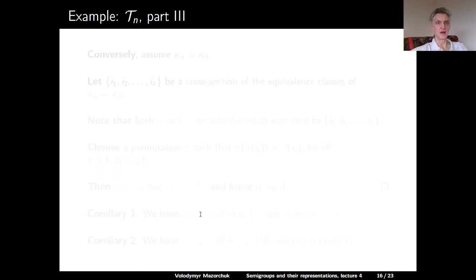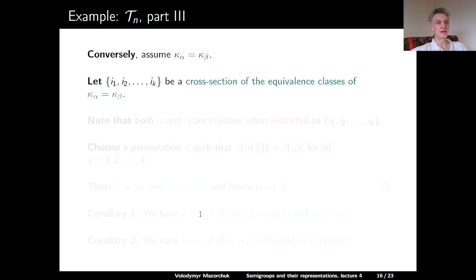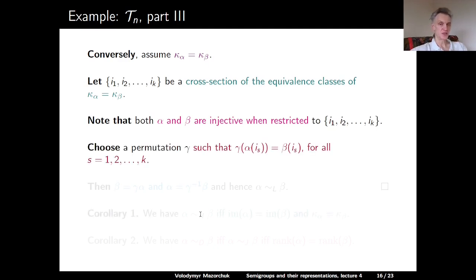Conversely, assume that alpha and beta have the same kernel. Let i_1, i_2, and so on up to i_k be a cross-section of the equivalence classes of this common kernel. Note that both alpha and beta are injective when restricted to this cross-section, so we can choose a permutation gamma such that gamma applied to alpha of i_s is equal to beta applied to i_s for all s between 1 and k. Then, by construction, beta is equal to gamma alpha. Since gamma is a permutation, we have alpha is equal to gamma inverse beta, and so alpha and beta are left equivalent.